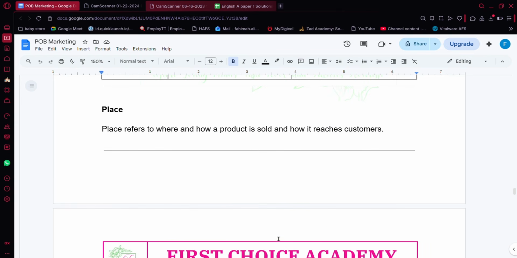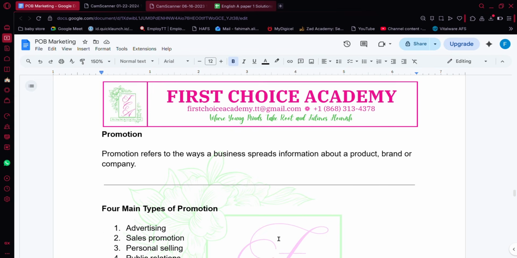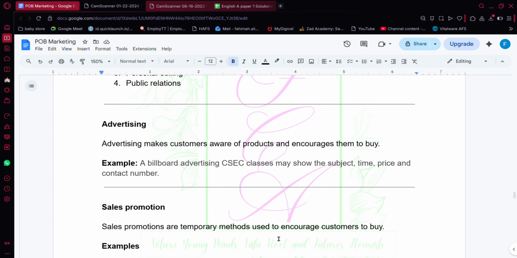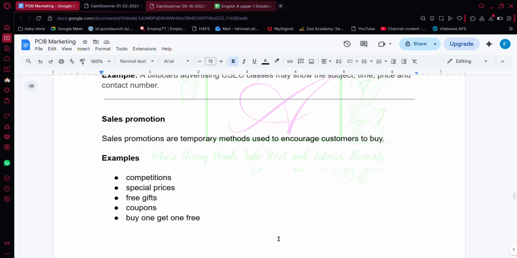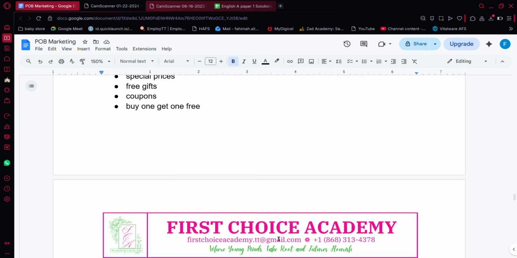Place refers to where and how a product is sold and how it reaches customers. Promotion refers to the ways a business spreads information about a product, brand, or company. 4 main types of promotion: advertising, sales promotion, personal selling, public relations. Advertising makes customers aware of products and encourages them to buy. Sales promotions are temporary methods used to encourage customers to buy, like competitions, free gifts, buy one, get one free.